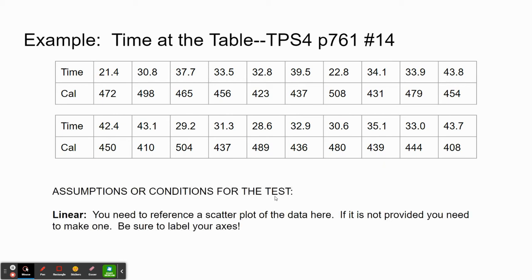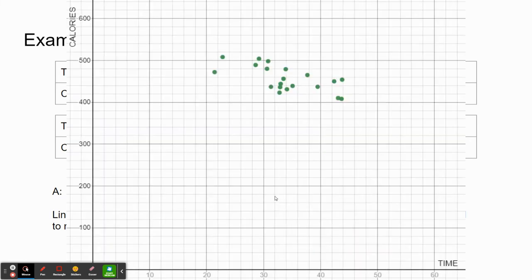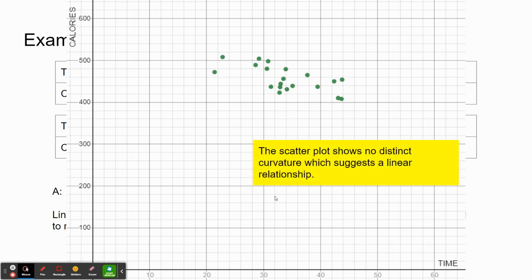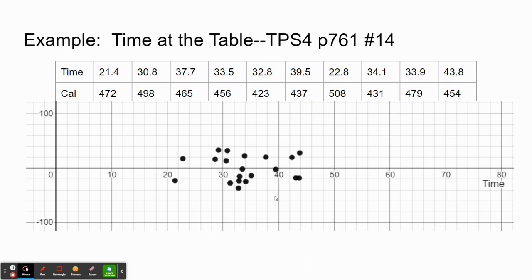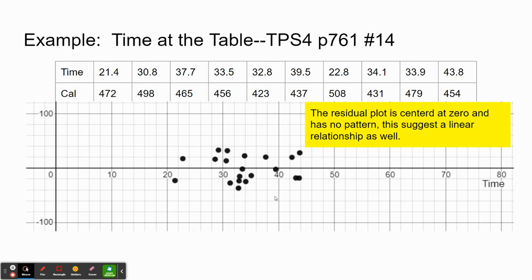Okay, let's check the assumptions for this one. You have to reference the scatter plot here. If it's provided, reference it. If it's not provided, you have to make sure you label your axes. There's the scatter plot. We would say this scatter plot shows no distinct curvature, so it suggests a linear relationship. Then we look at the residual plot, and there's no pattern to it, so that also suggests a linear relationship. You want to check both of those.